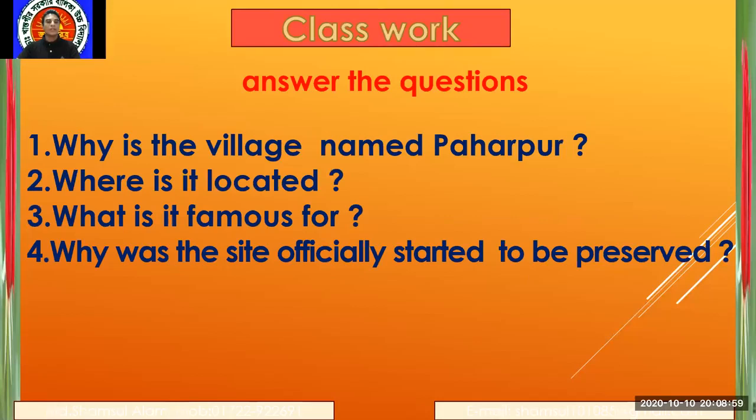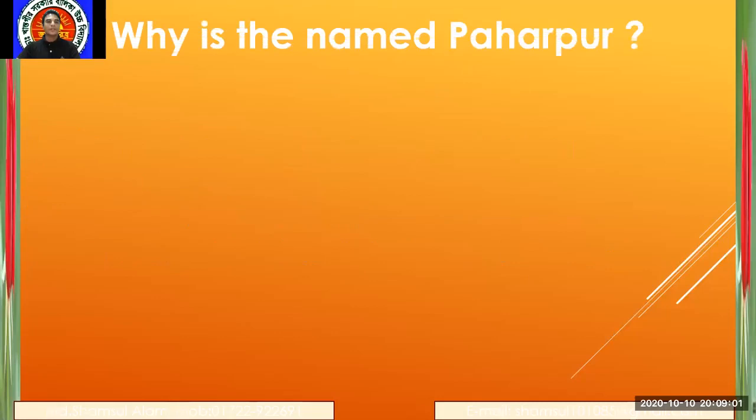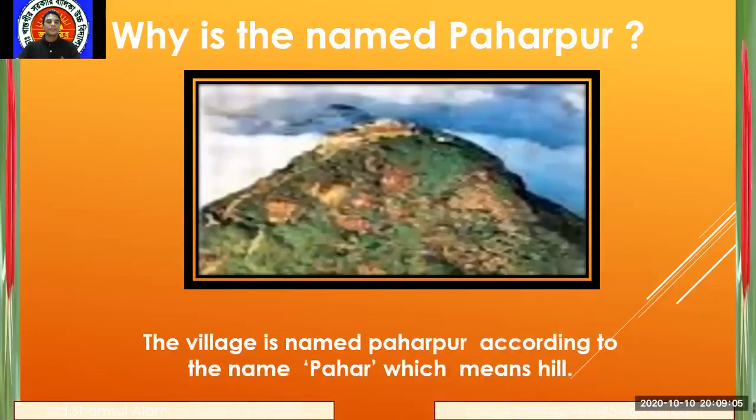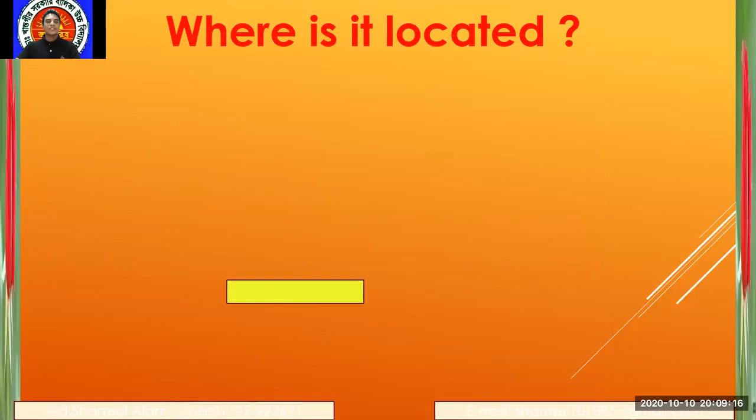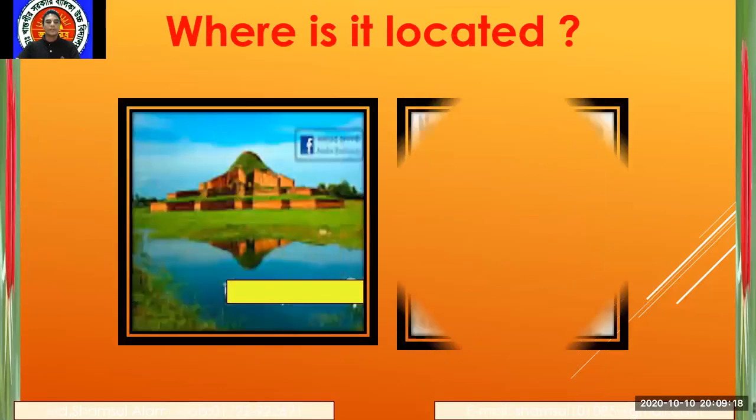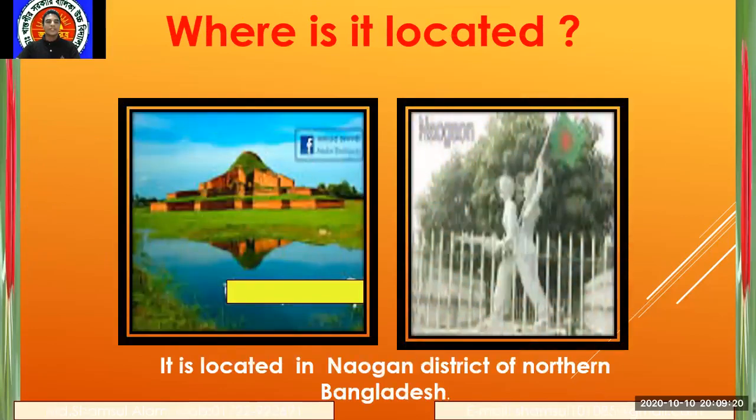The answer of the number 1: why was the village named Paharpur? The village is named Paharpur according to the name Pahar, which means hill. The answer of the number 2 question, where is it located? It is located in Nonga district of northern Bangladesh.